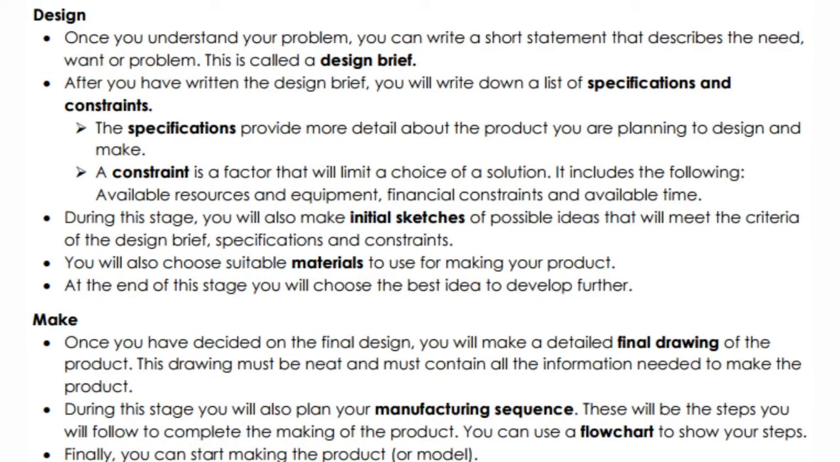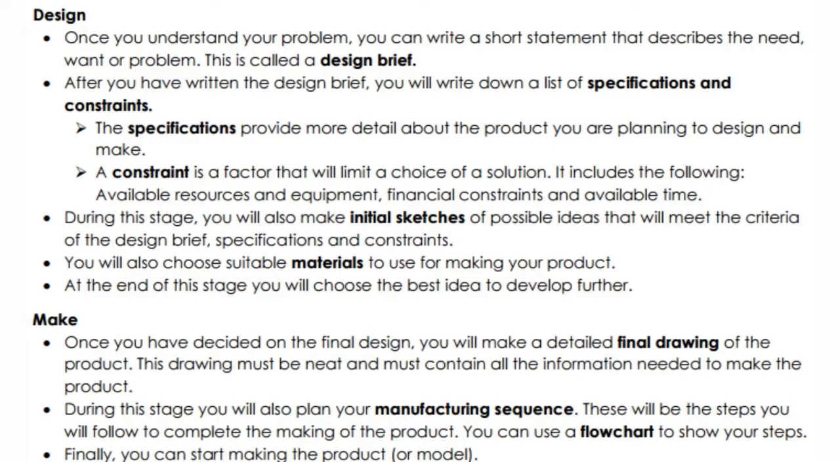Design. Once you understand your problem, you can write a short statement that describes the need, want, or problem. This is called a design brief. After you have written the design brief, you will write down a list of specifications and constraints. The specifications provide more detail about the product you are planning to design and make. A constraint is a factor that will limit a choice of a solution. It includes the following: available resources and equipment, financial constraints, and available time.